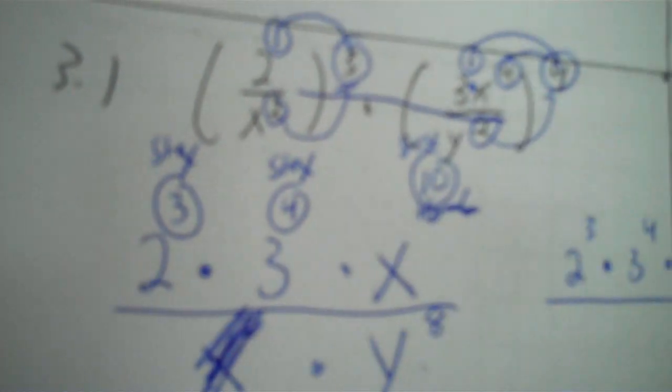So now 2 to the 3rd, that's a stay, because it's positive. I think all these are stay. 3 to the 4th, that's a stay. So it's on top, it stays on top. X to the 10th, that's positive, so that's a stay. It's on top, it stays on top. Now bottom y to the 8th, that's a stay, so if it's on bottom, it stays on the bottom.